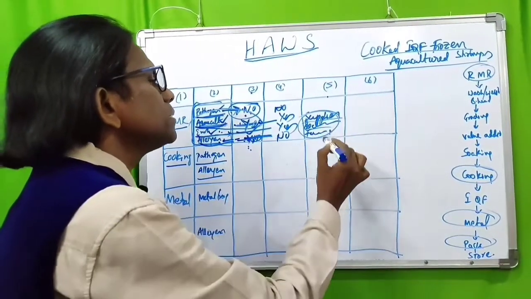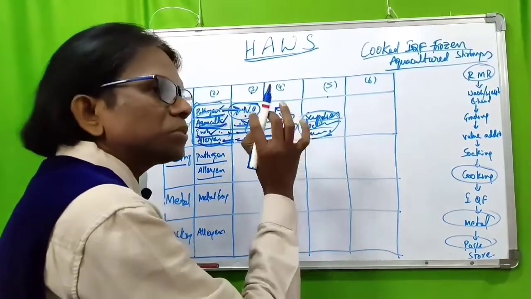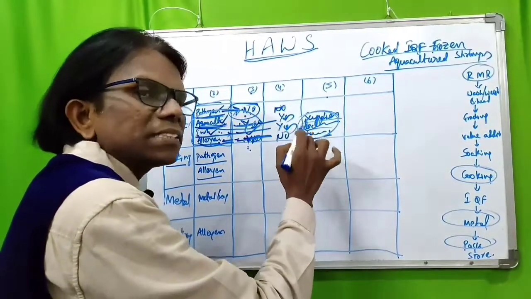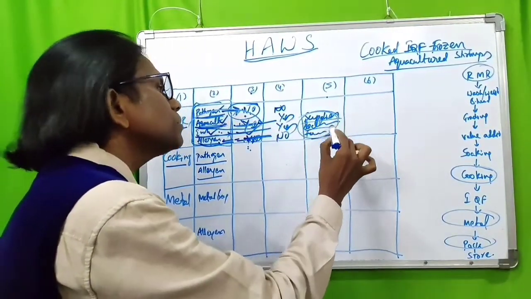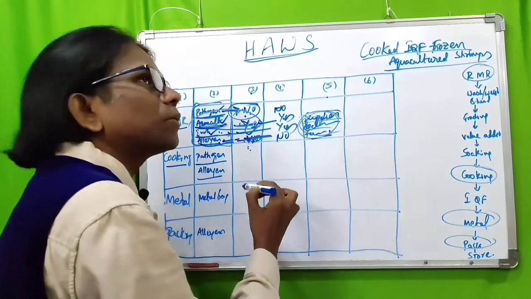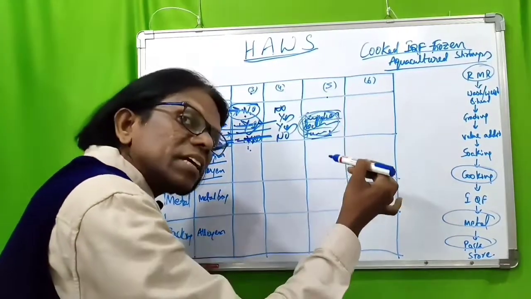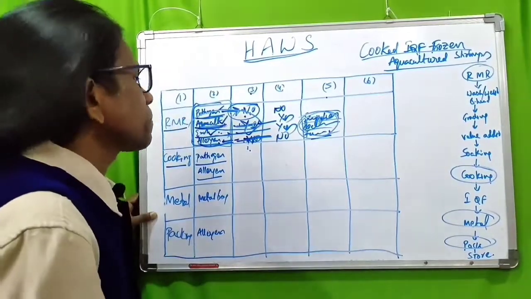The control measure is, once in 2 months we have to test the raw material for contaminants like pesticides and heavy metals. And also the canal water we have to test, maybe once in 2 months or once in 6 months based on the risk assessment.